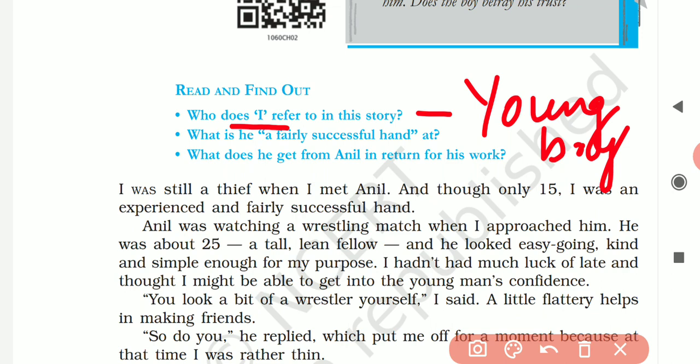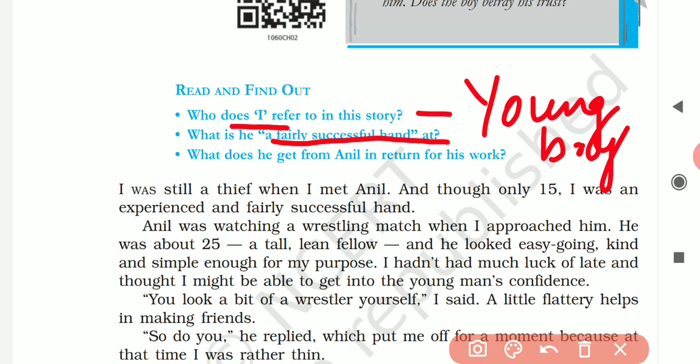What is he, a fairly successful hand? When we go into the text, with the help of the context, in what context this phrase has been used, accordingly we can infer the meaning. So let us just continue.